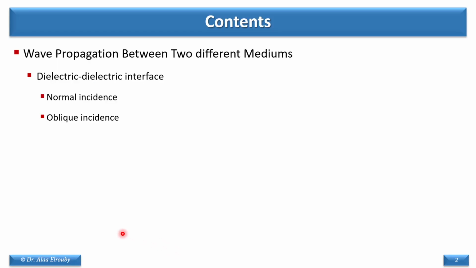Today we're going to talk about wave propagation between two different media, a dielectric interface, under two conditions: normal incident angle equal 0, and oblique incident. In the previous lecture we studied the wave propagation between two media, one of them dielectric, the other one a conductor. So today we are discussing the dielectric interface.